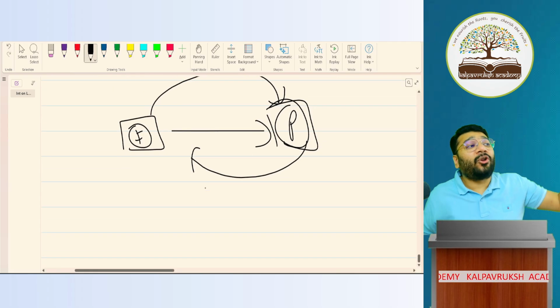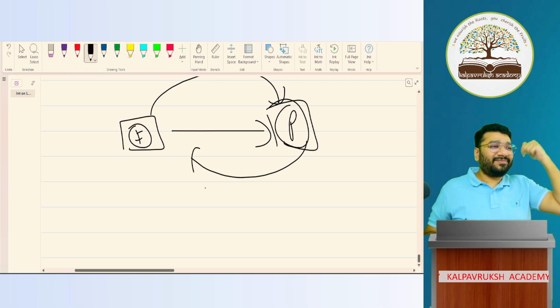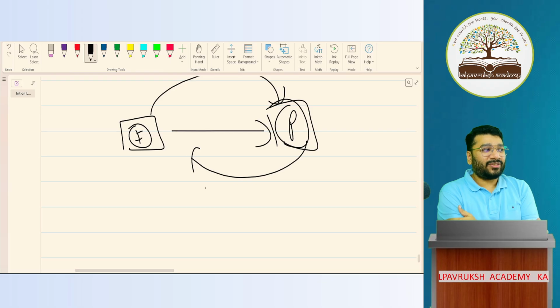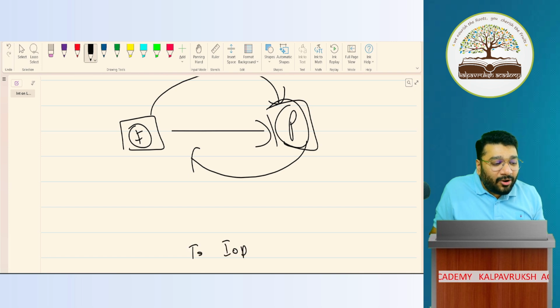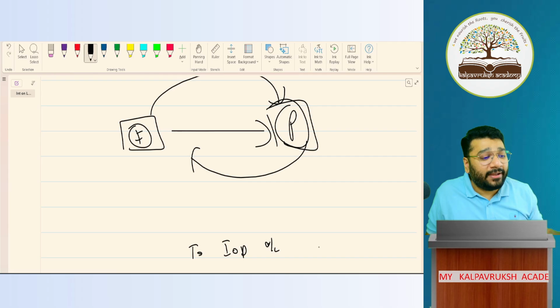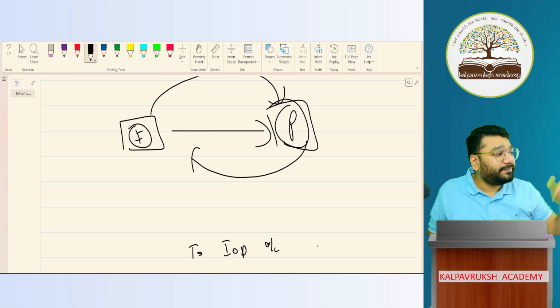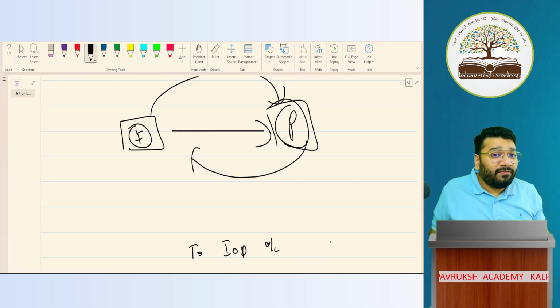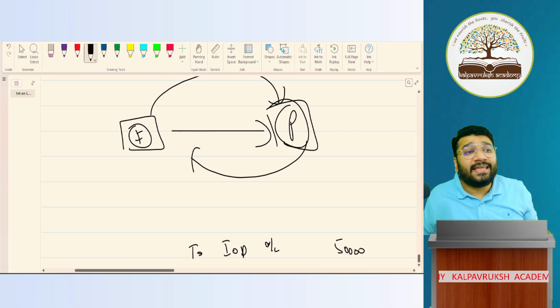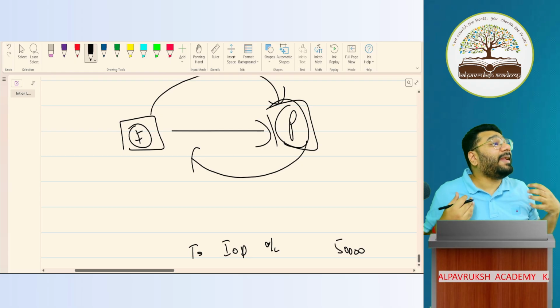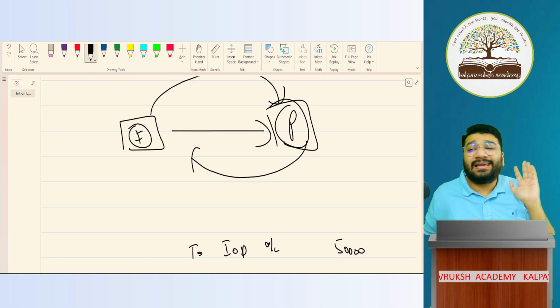So interest on drawing account, credit. To interest on drawing. How much is interest on drawing in my example? 50,000. So from the partner, how much should I receive? 50,000. It is my income. Credit all income and gains, so I've given a credit.